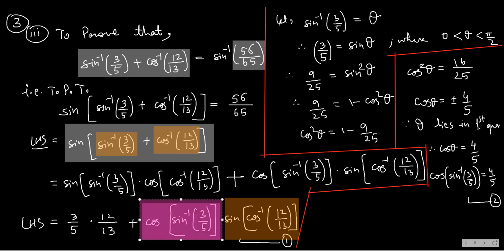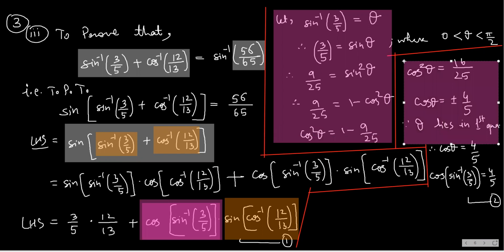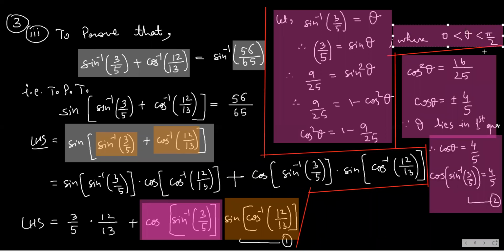This one that I solved was for this. So I will cover this whole thing in the same color. Here we solved for the first one. Now the orange one. What is this orange one? We have to find sine of cos inverse 12 by 13.